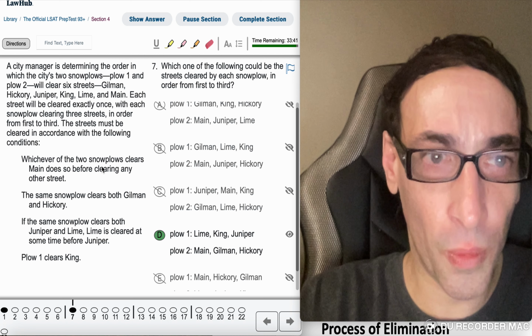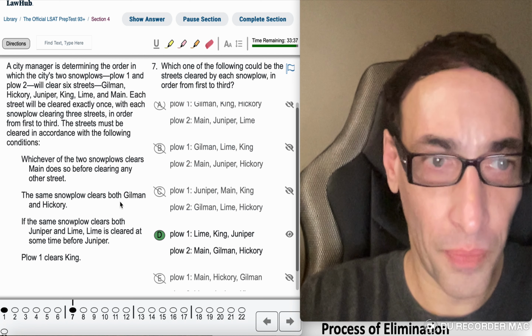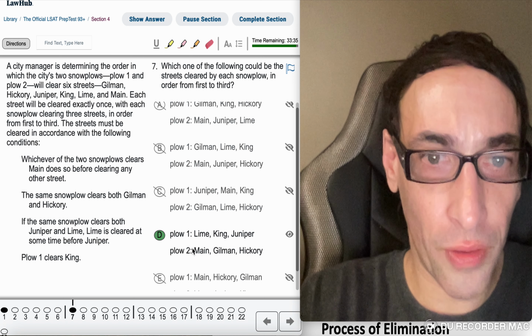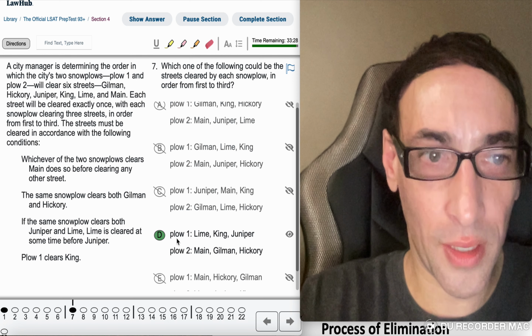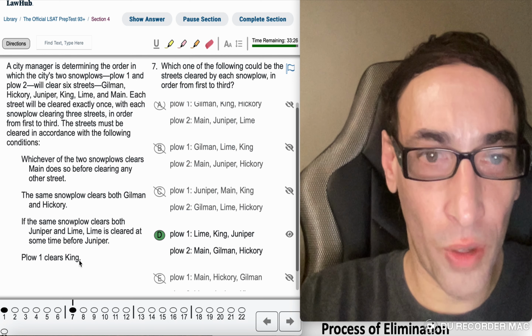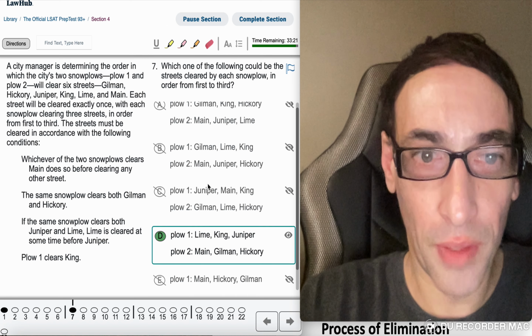So whichever two snowplow clears M does so before clearing any other street. So M is first, good job. G and H had to be together, G and H together. If the snowplow clears both J and L, which it is, then L is cleared before J, which it is. And plow 1 is cleared K. Okay, so this one is it. Show answer. And you see how I was able to do that?